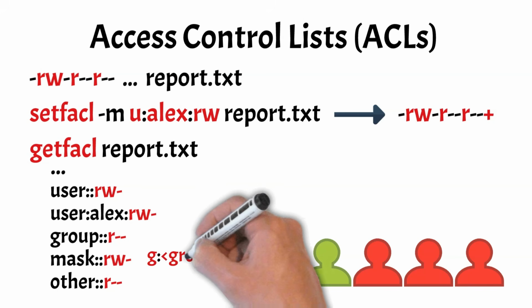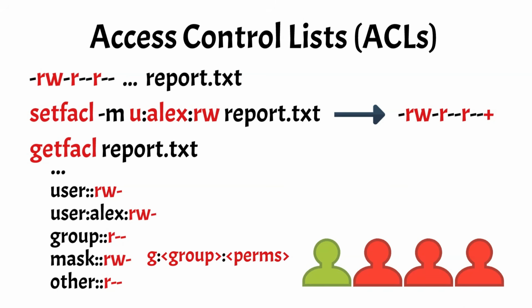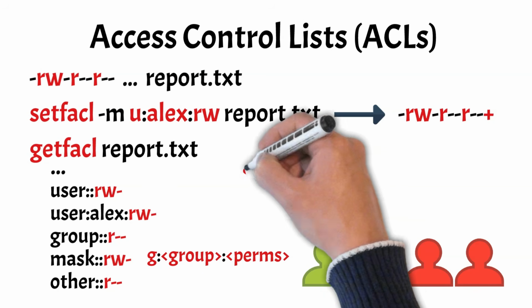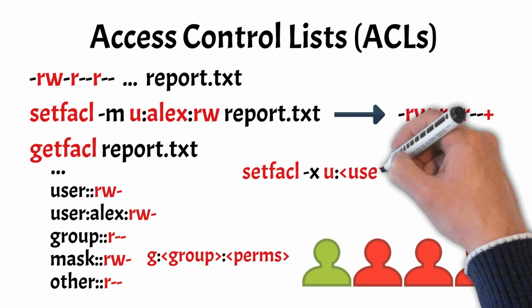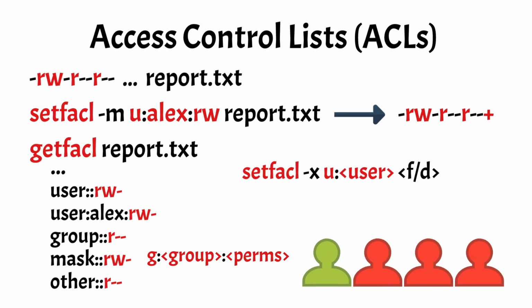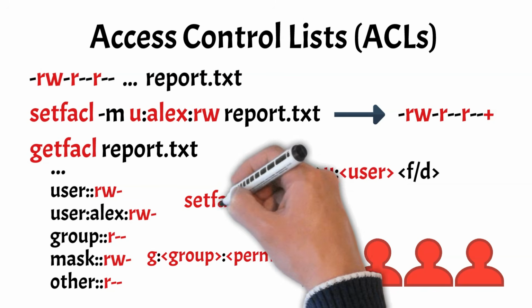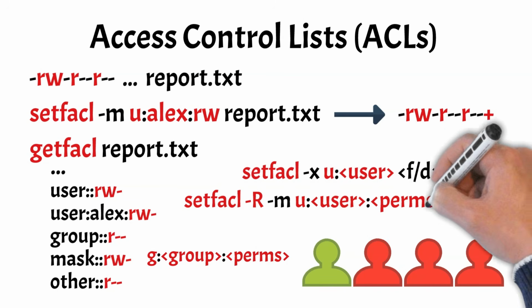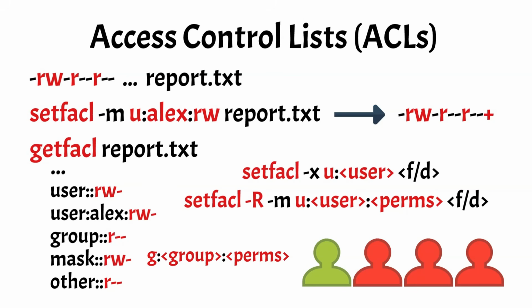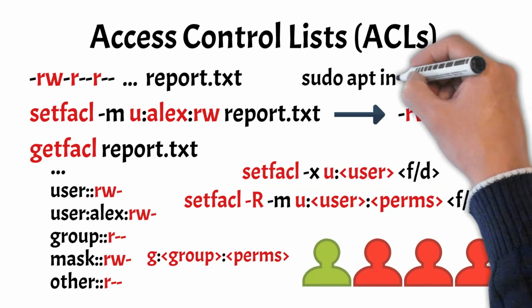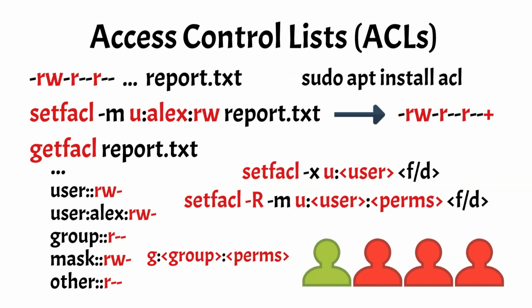ACLs can also be applied to groups using a similar syntax. If you need to remove entries, you can do so using the same setfacl command, but with the -x flag instead. And if you're working with a directory, you can apply permissions recursively using the -R flag, with which you avoid having to manually set permissions for each file and subdirectory. It should also be noted that on certain Linux systems, you might need to first install the acl package in order to be able to use ACLs. You can do so using your standard package manager, for example, sudo apt install acl on Ubuntu.